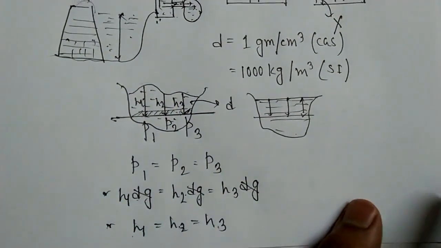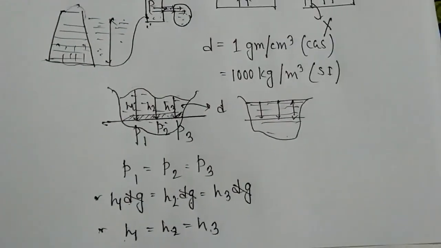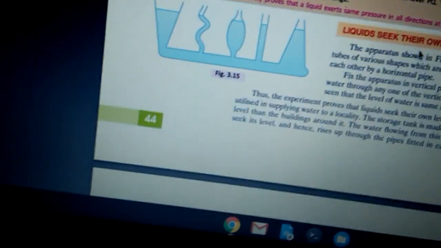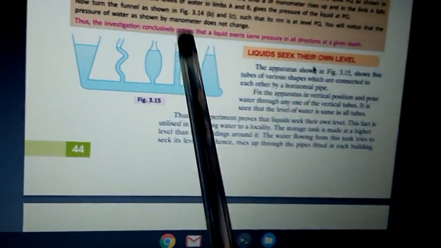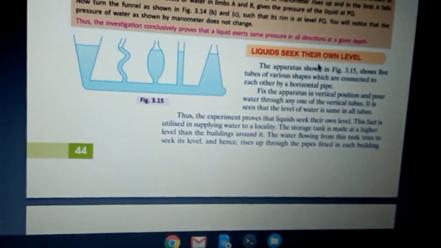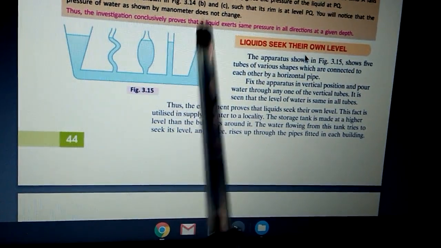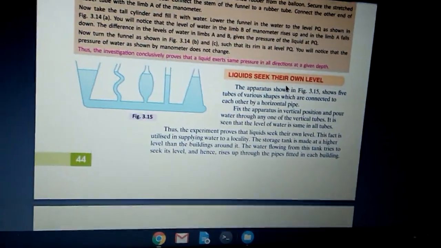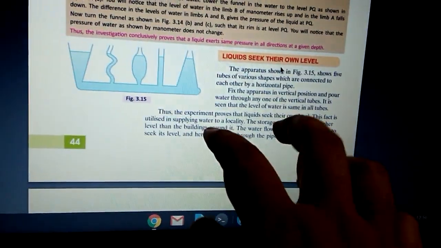A nice picture is given in your book. Okay, so what is the picture? You can see the picture from here. Different shapes are here. But when you are pouring some water, everyone is taking the same level. Is it okay? Okay, so no more topic is here for today.